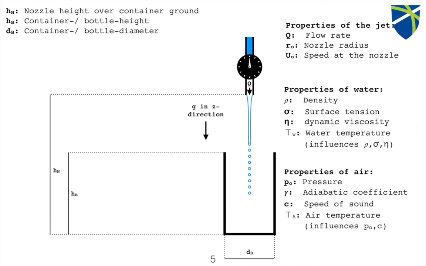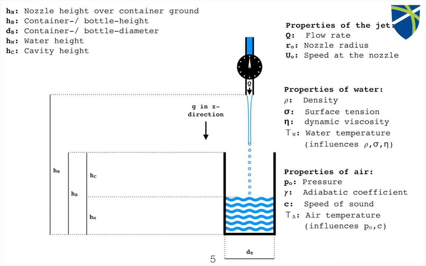So when the jet fills up the container, we have a water height and a cavity height. A cavity height from the water surface to the top of the bottle, and we have a drop height that the jet needs to drop to splash into the water in the container. So these three dimensions change over time.